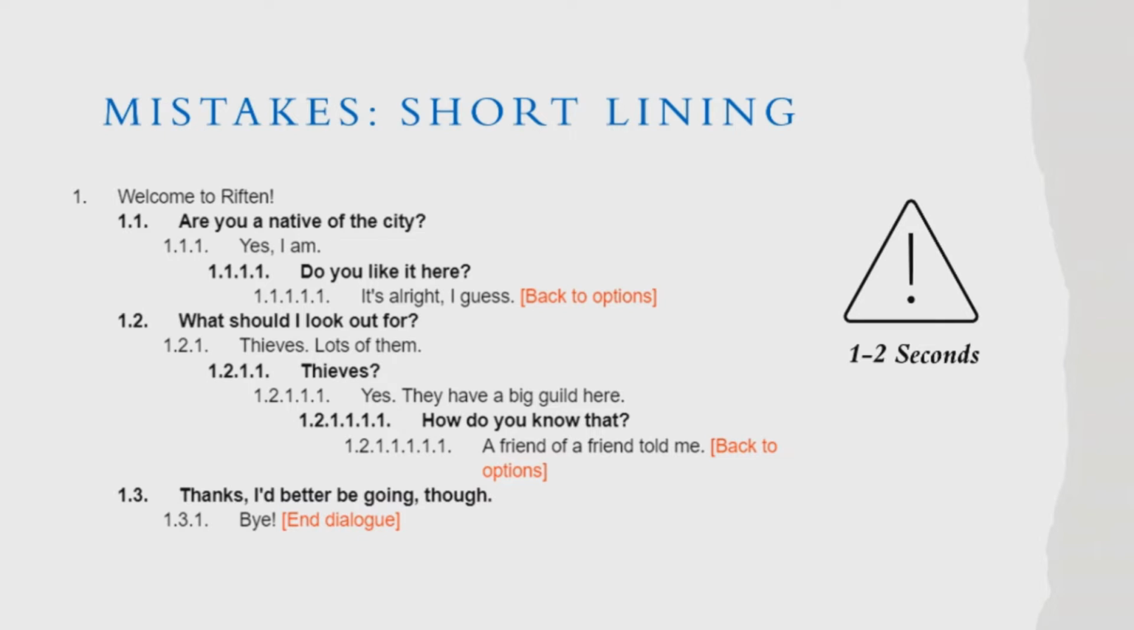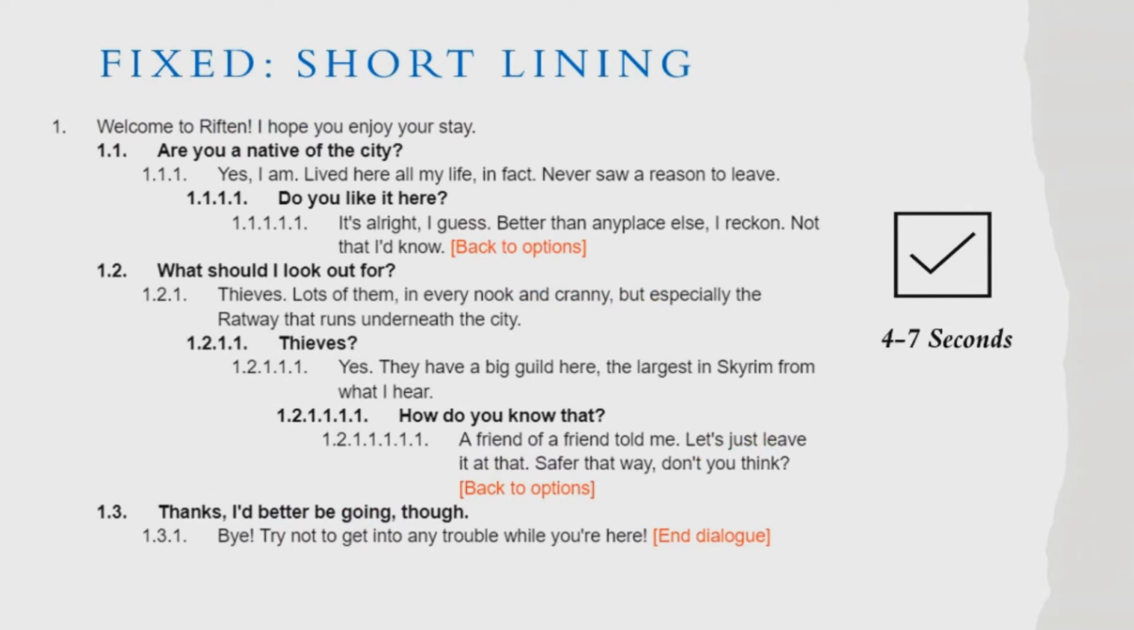So tempting to do, and it is okay to occasionally include a single short line, but long short lining like this, just short line, short line, short line, short line, does nothing for your writing. Here's how you fix it without becoming extremely long-winded. This is the same conversation, but all of the lines have been changed so that they're 4 to 7 seconds long. This allows you, as a player, time to register what they're saying. It also means that you can establish who is speaking, what they're talking about, and why they're saying that.